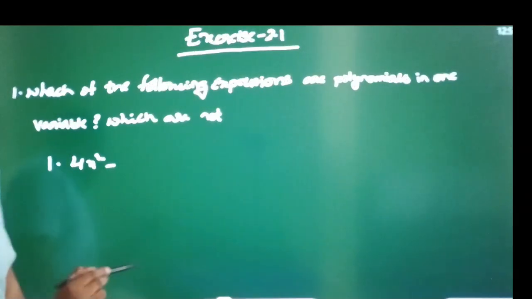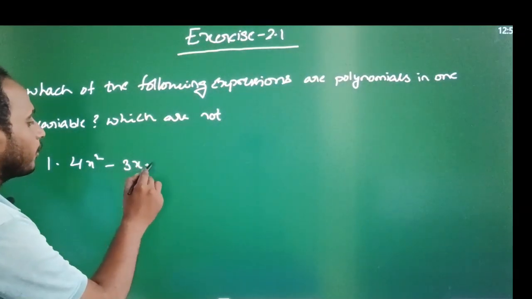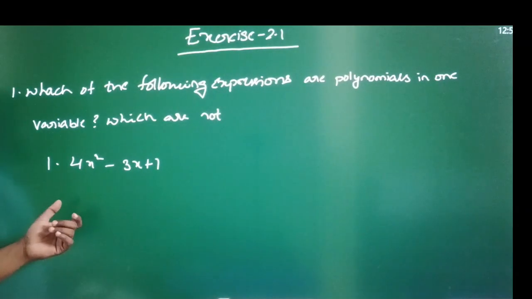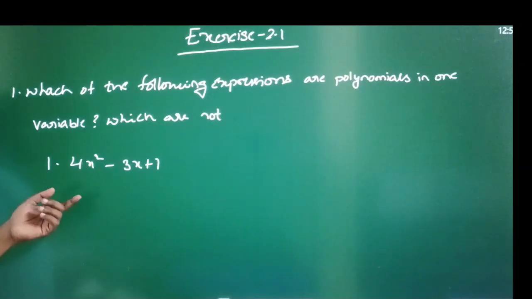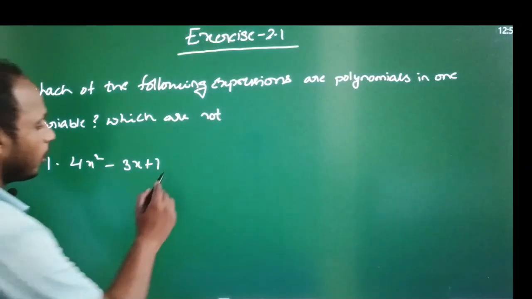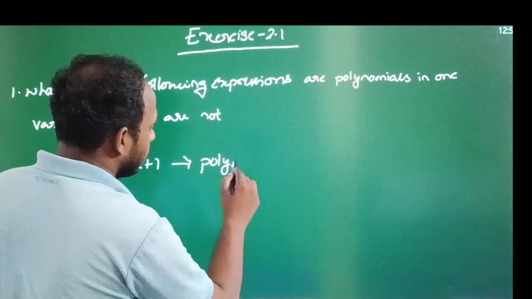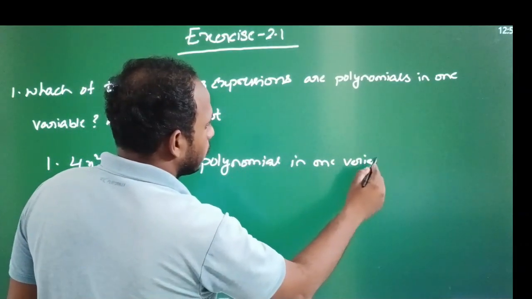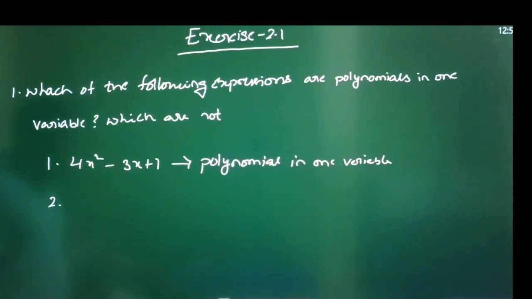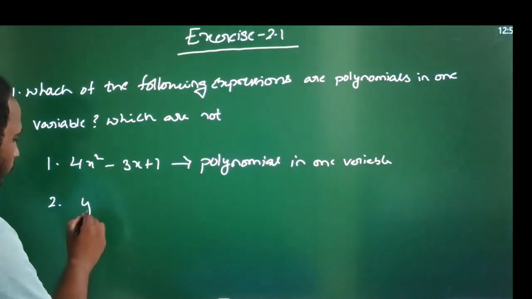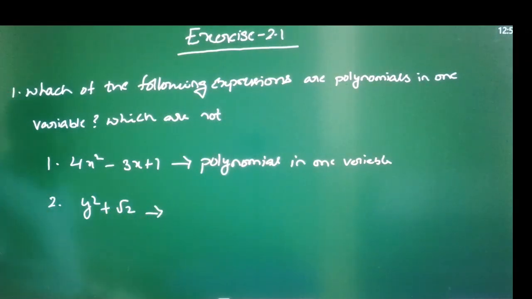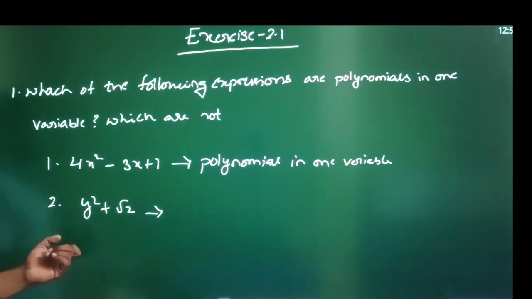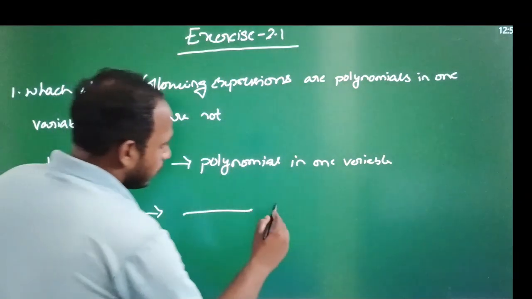4x square minus 3x plus 7. Yes, here only one variable x is included, and the degree is 2, and the powers are not negative, so this is a polynomial in one variable. Second one, y square plus root 2. Sure, here only one variable y is included, and the degree is non-negative, so this is also a polynomial in one variable.